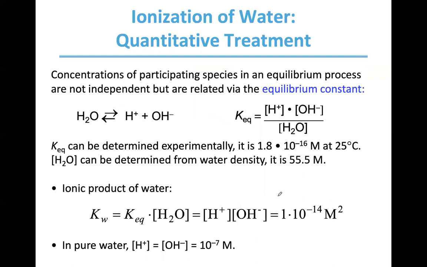All right, so a bit more math. All right, so equilibrium constant. Now remember, this is the product of the concentrations of the products over the concentration of the starting material, water, and can be determined experimentally. Now, remember, in 1 liter of water we have 55.5 moles of it. And so obviously the concentration of pure water is 55.5 molar. If you plug this all in, you get this number. This is what's known as the ionic product of water.